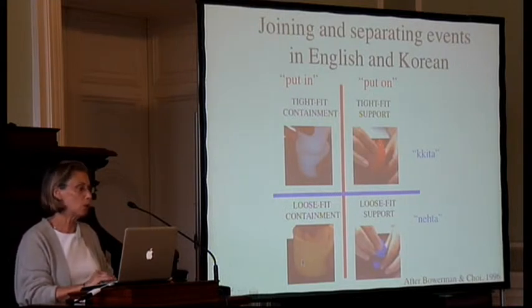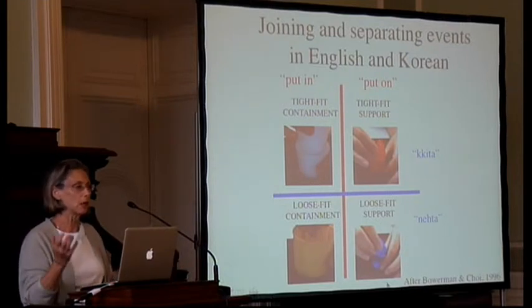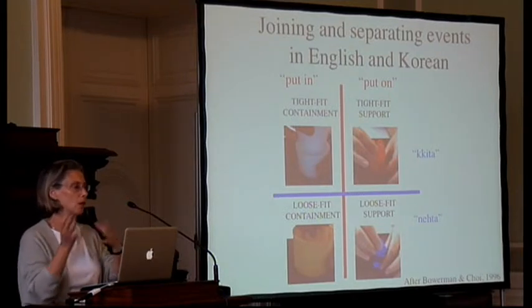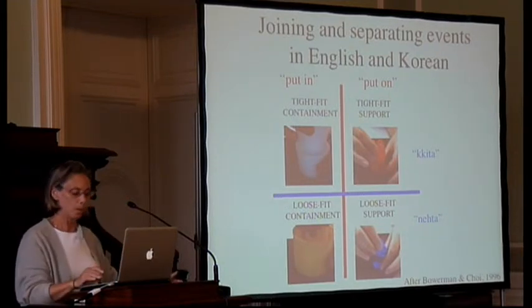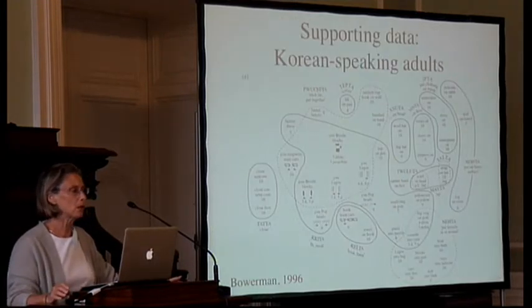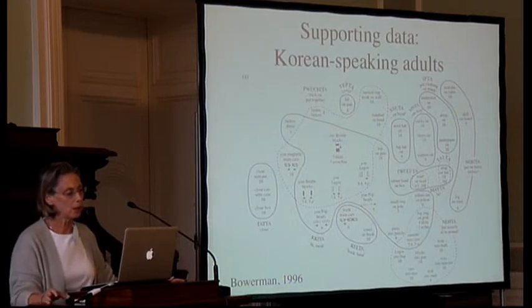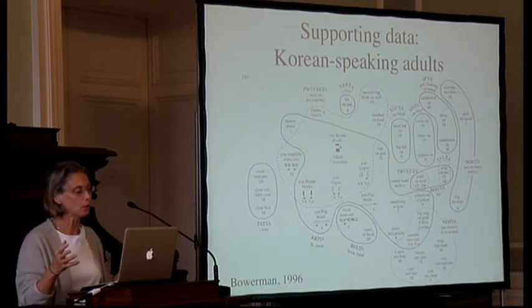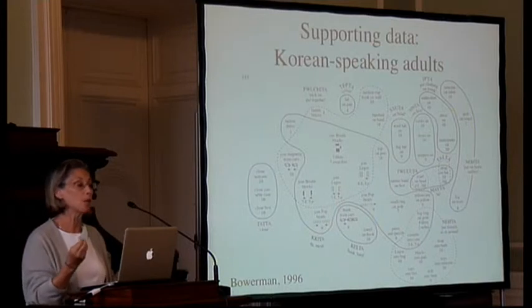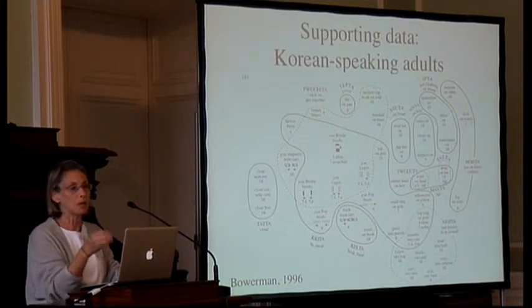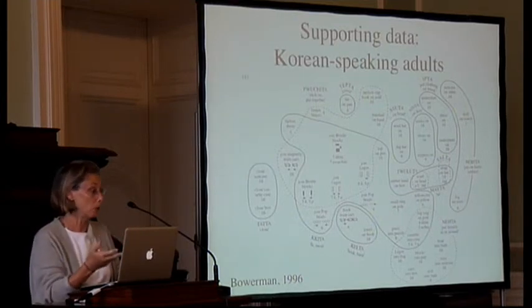These are both containment, and one says put in. And these are support, and one says put on. So again, the claim is that there's this cross-cutting distinction such that Korean encodes tight and loose fit, and English does not. So the supporting data that Bowerman and Choi first provided, which was in elegant studies where they created a wide set of objects, and they showed participants that they were either putting them together or taking them apart, joining them or separating them, and then they just asked them to describe, what did I do?